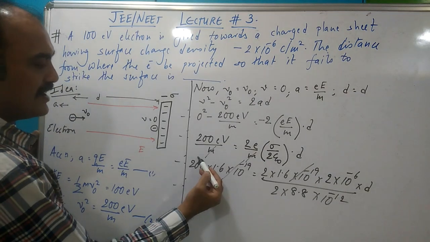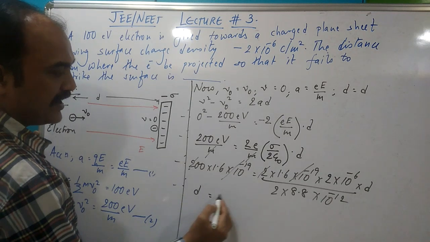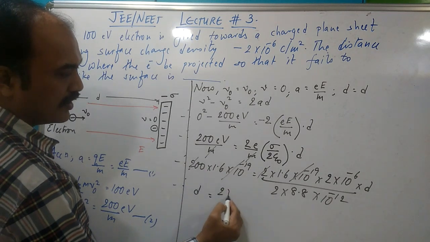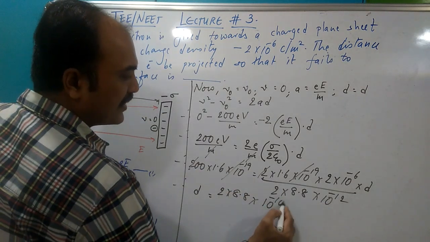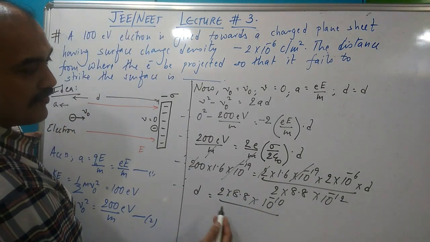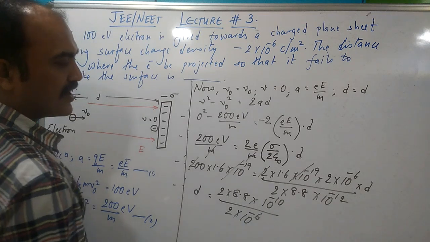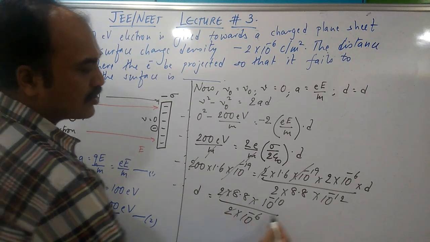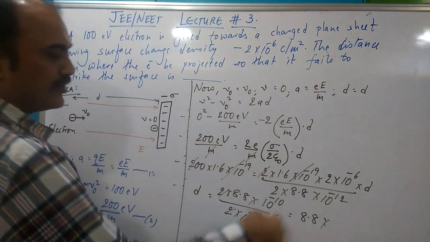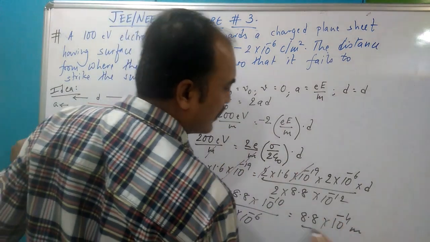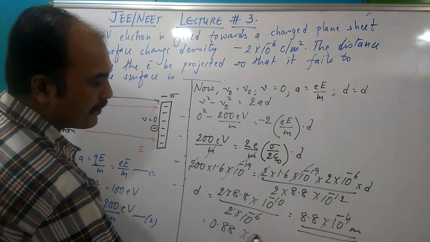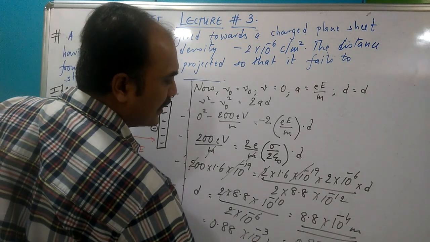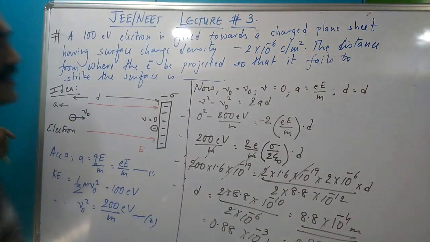So what are you left with? I'll take away 2 also from here. So D, I'll take it up here, 2 into 8.8, and this will combine with 10 raised to minus 12 to give 10 raised to minus 10, upon, what are you left with? 2 into 10 raised to minus 6. Wow, 2 also goes away. So you are left with 8.8 into 10 raised to minus 4 meter. And if you want to put it in millimeter, it is 0.88 millimeter. So this is the value of D. You can check it out.